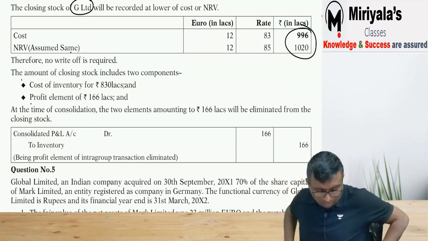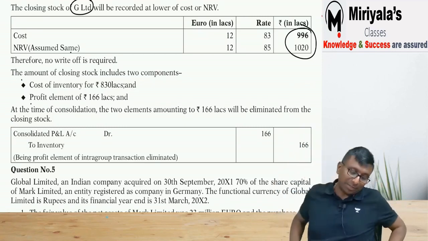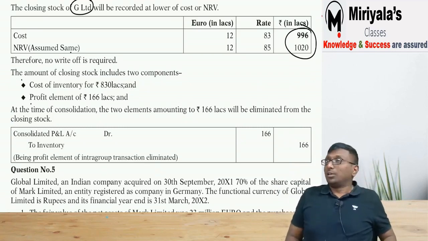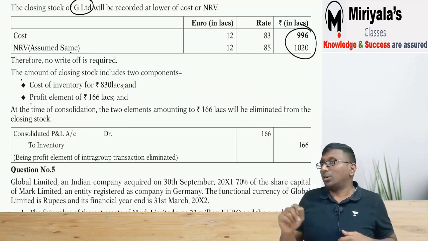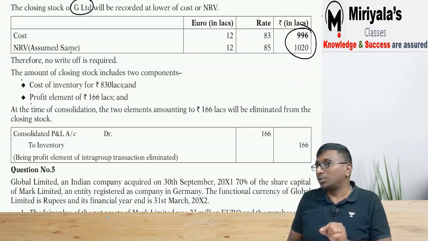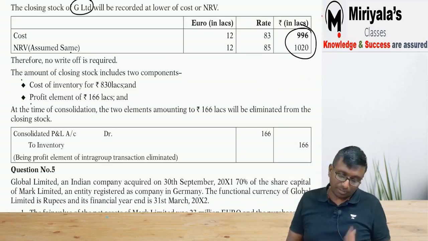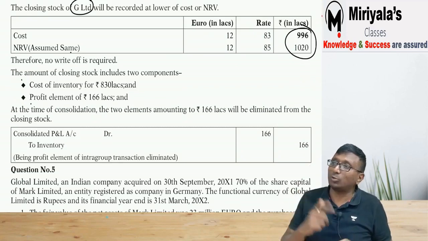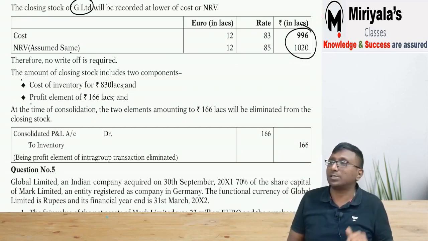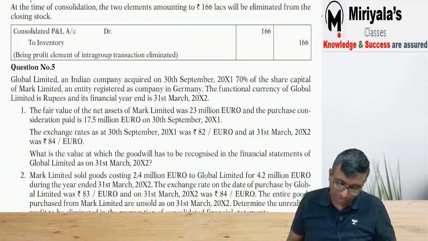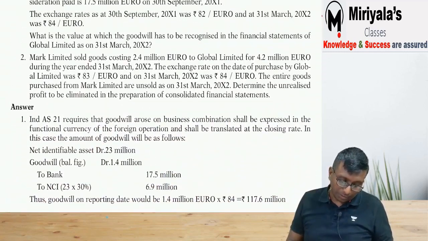That's why we have few places. No, it will be like this only. Alternatively, you should say unrealized profit is equal to 1020 minus 830. 190 rupees should be eliminated, not 166. Hope you understood what I told. Okay, right.